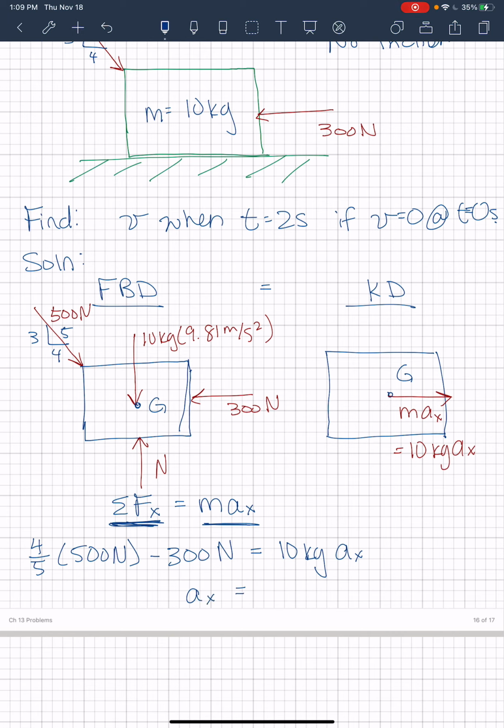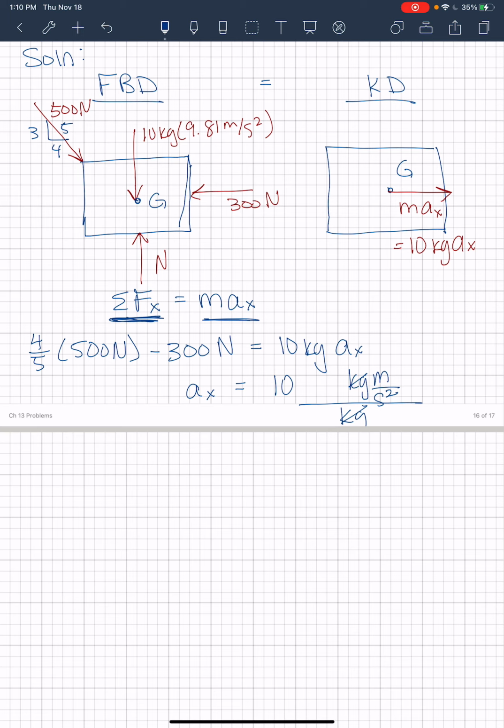If we multiply that out, we get a sub x equal to 10, and it's newtons, and then we're dividing by the kilograms, because it was newtons on the left side, and then we divided by the kilograms. So the kilograms go away, so we get the acceleration in the x equal to 10 meters per second squared, and the units are right. That's just a way to sort of check ourselves.